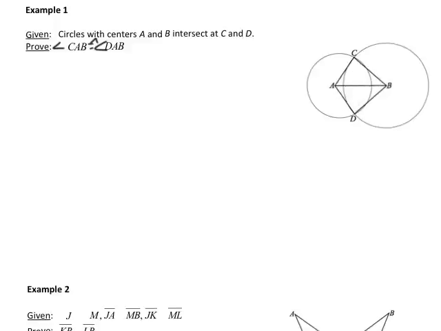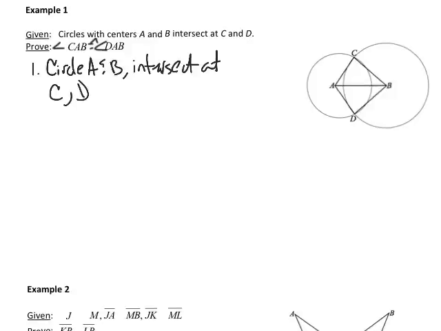So let's write down our given. We have circles A and B, and they intersect at C and D. That's our given. And then what I like to say is if you have any vertical angles or reflexive, let's get them down. So I can say that AB is congruent to AB by reflexive.